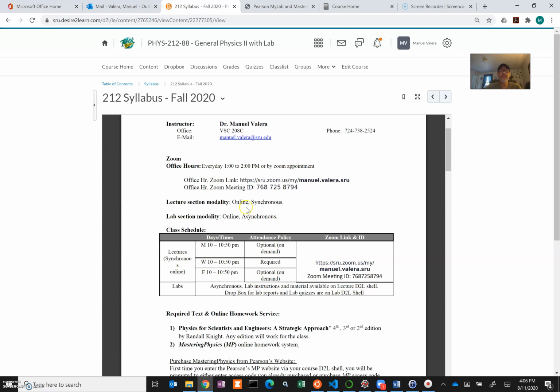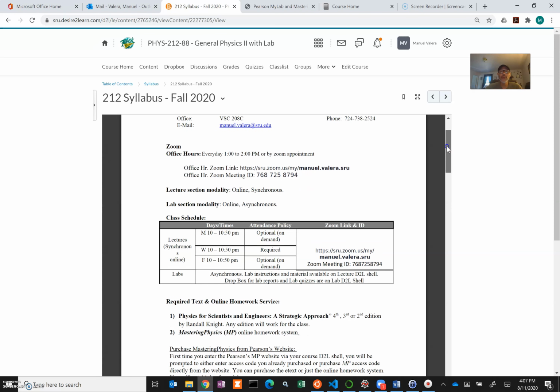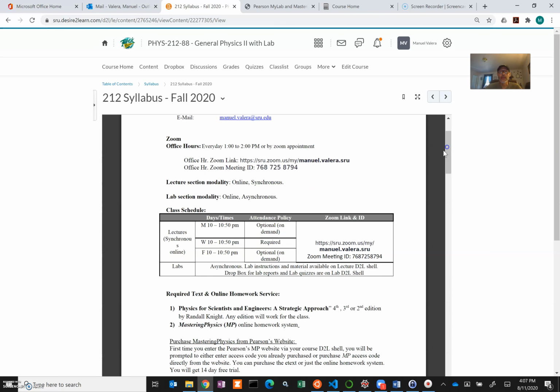My office hours are going to be every day on that Zoom link from 1 to 2 p.m., or also by appointment. If you cannot be here at any time, we can schedule an appointment and quickly have a meeting. This again is the link, and this is my link ID, but this one here should work fine.